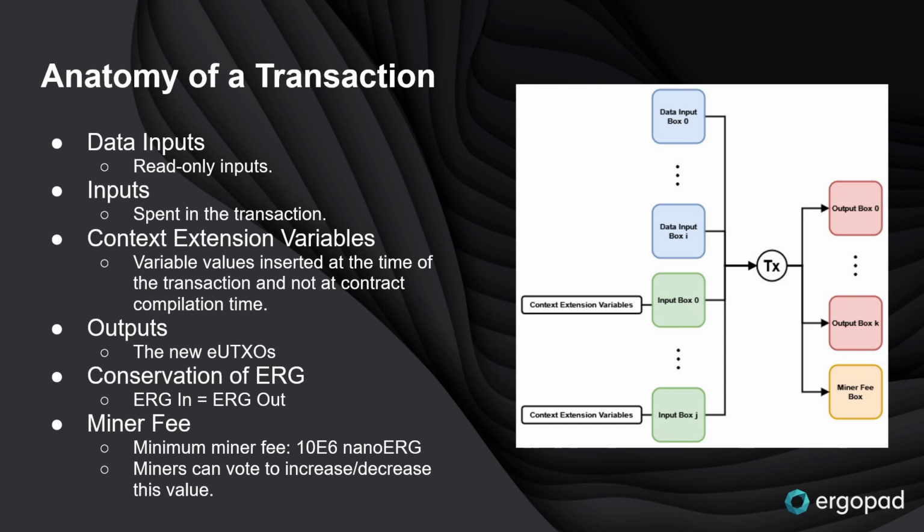And so if you were to sum up all of the erg in the input boxes that are going to get spent, that amount must be equal to the erg in the output boxes. And then the new output box is the miner fee box. This is used in order to pay the miner who submits the block with your transaction in it. And usually the minimum miner fee is 10 million nanoerg. And since there's a parameter that can be voted on, miners can vote to increase or decrease this number.